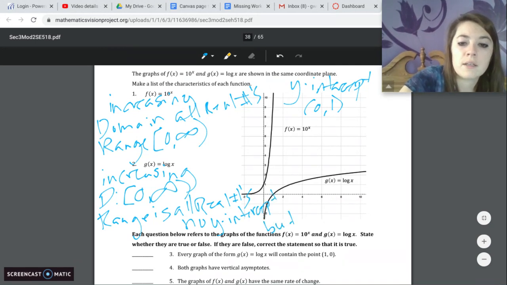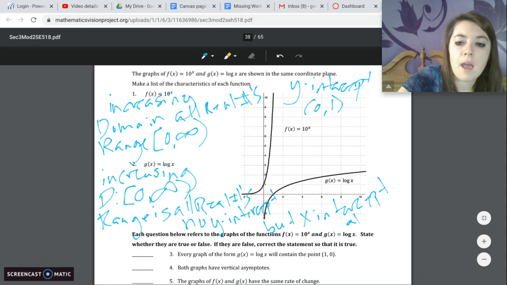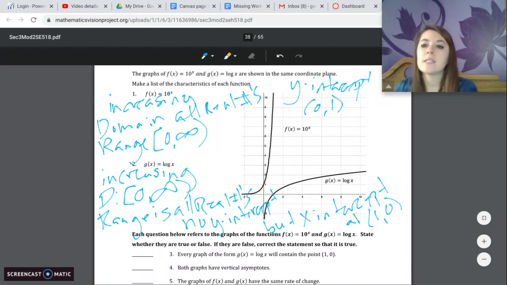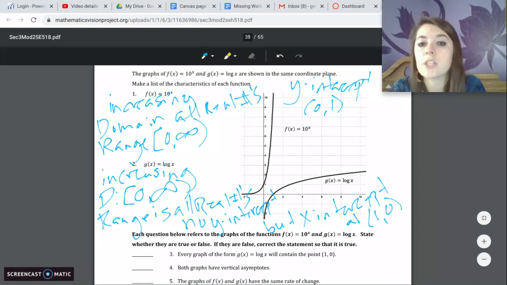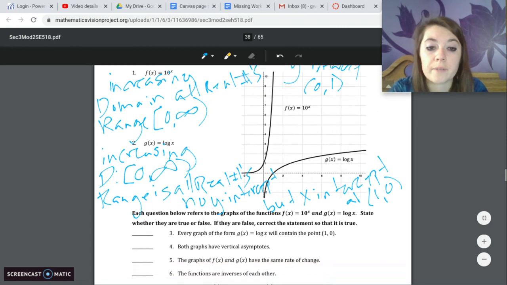But x-intercept at 1, 0. So very similar functions and yet very different. They are related, but they have some reversed qualities. So these are their characteristics. Like I said, they're similar, but they are differing.